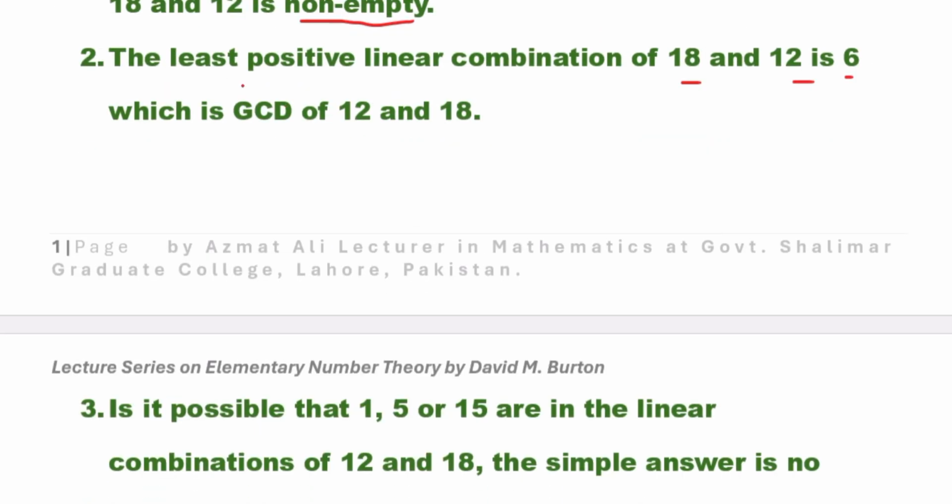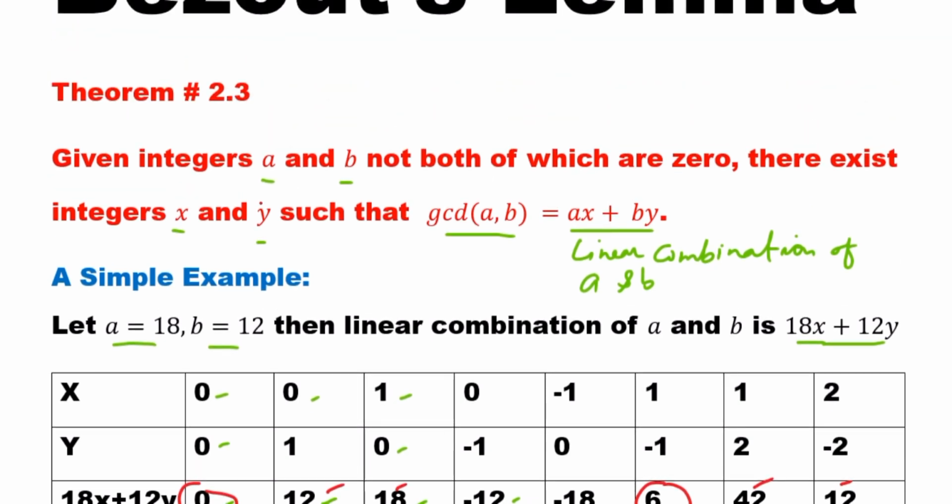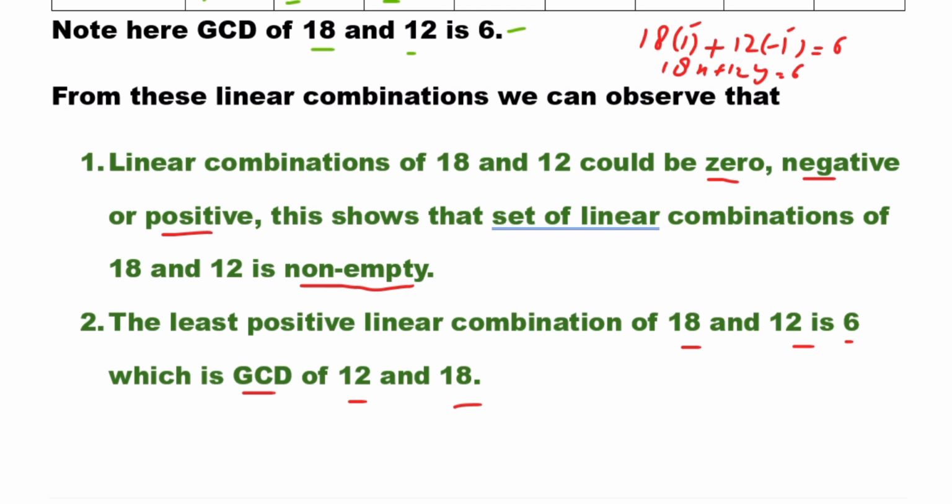So the least positive linear combination of 18 and 12 is 6, which is the GCD of 12 and 18. This is very interesting. The smallest linear combination of 18 and 12 is equal to 6, and this 6 actually represents the GCD of 12 and 18. So from this example, you can see the proof. What we have to prove is the same thing, that the GCD is the smallest positive number that can be expressed as a linear combination of a and b. So from this example, you can verify this.